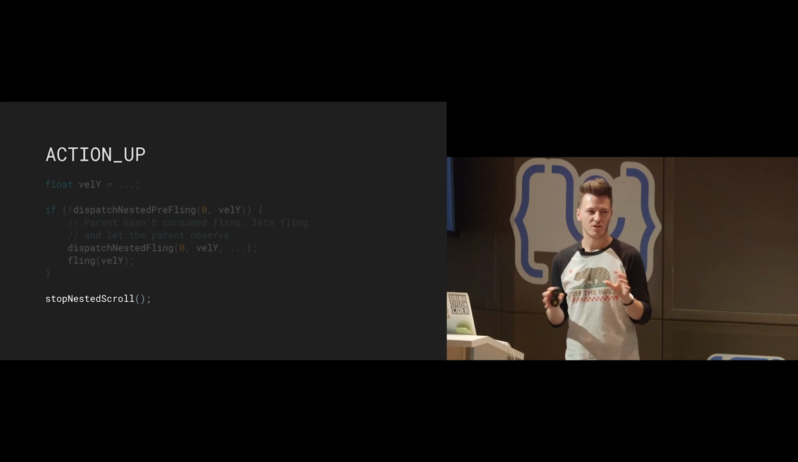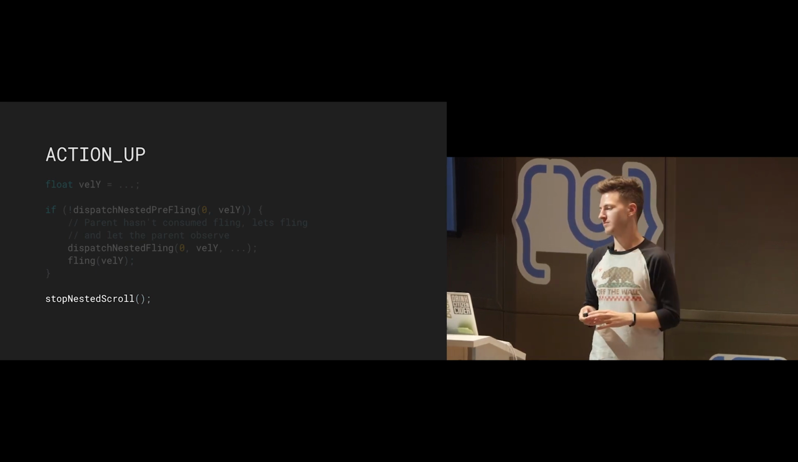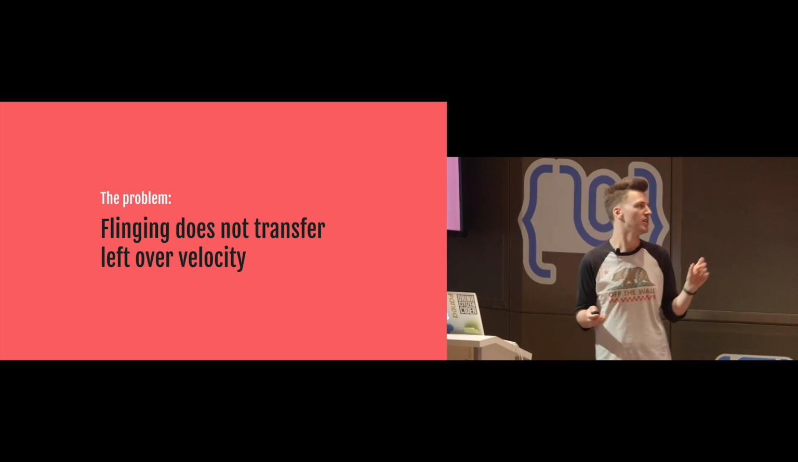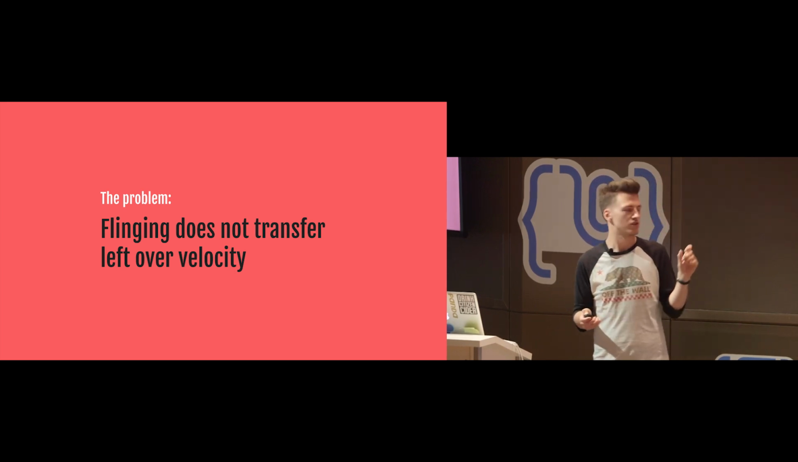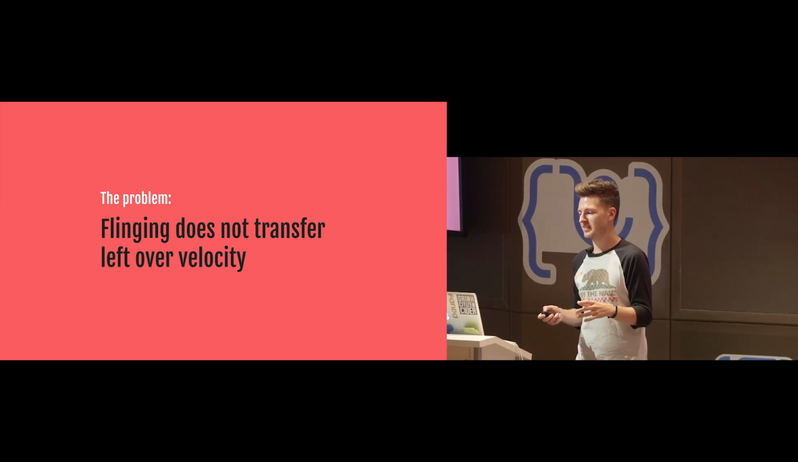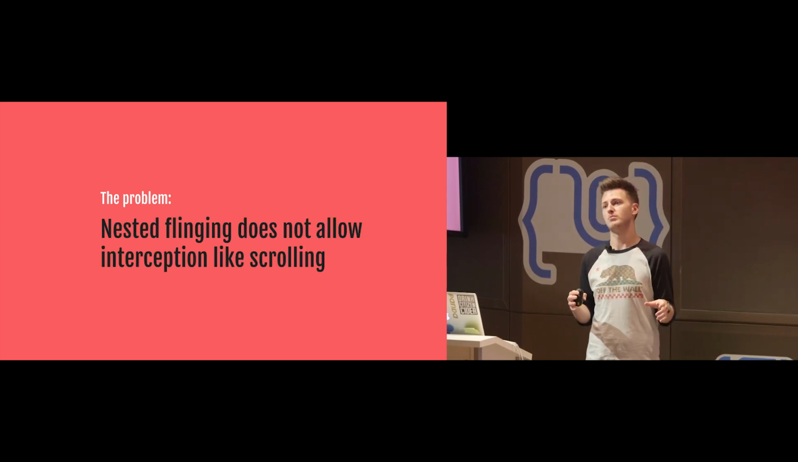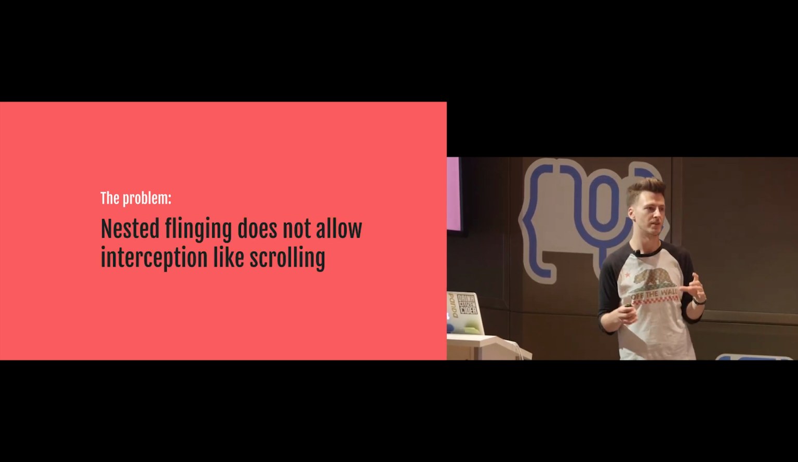So hopefully some of you are putting 2 and 2 together and realising what the bug is here. The problem isn't that flinging doesn't transfer velocity, although it kind of is, but that's not the symptom. The problem is actually more this: nested flinging doesn't allow us to consume or even observe during a fling.